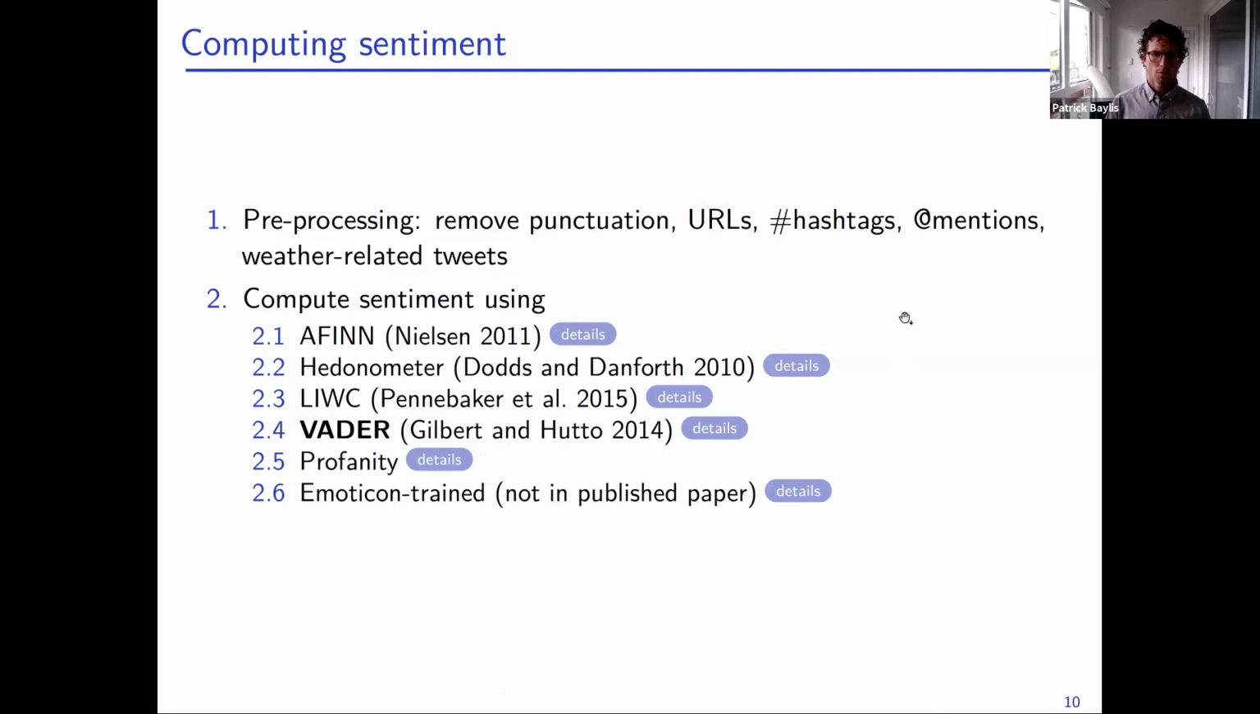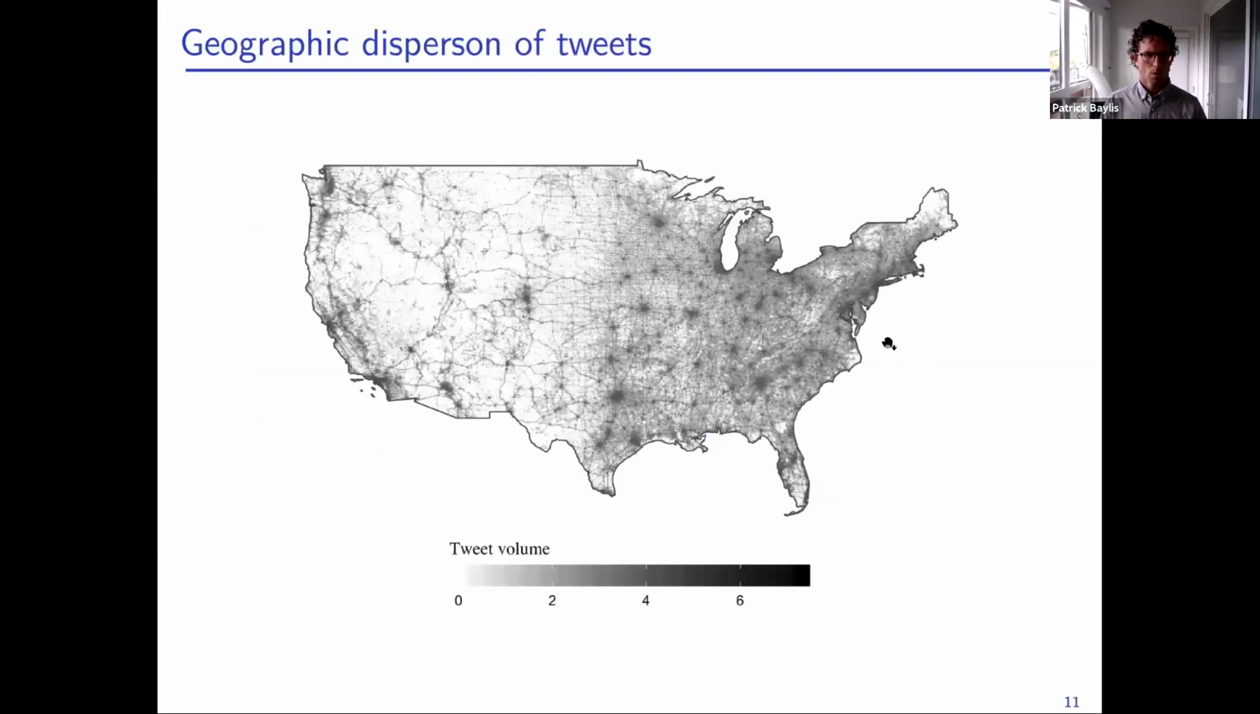And then finally, I have two others. So profanity is in the paper, and profanity is kind of what you expect. It's just a measure of the degree to which people use profanity or don't use profanity in their tweets. And finally, I'll talk now about this emoticon-trained measure that I used that's not actually in the published paper. It was in an earlier version of the paper.